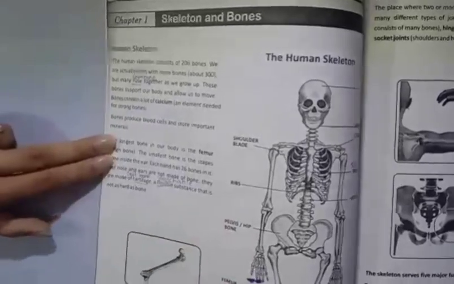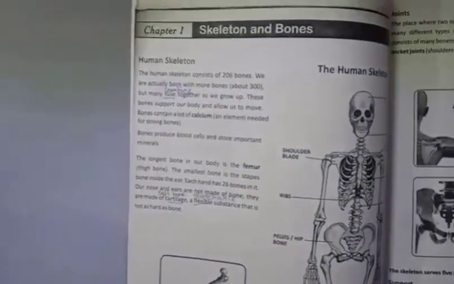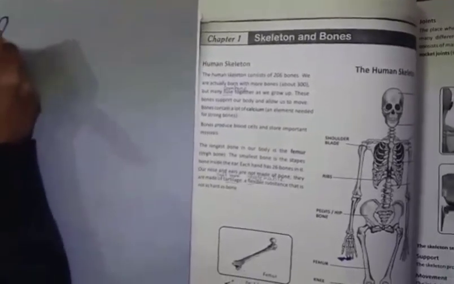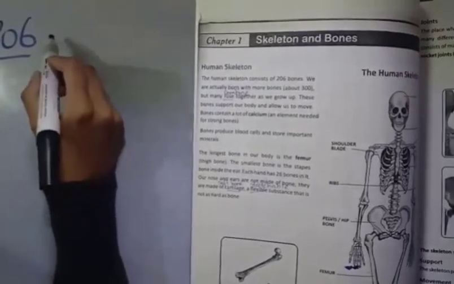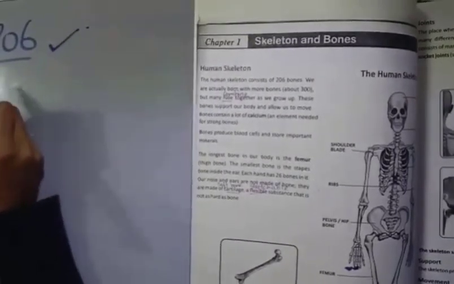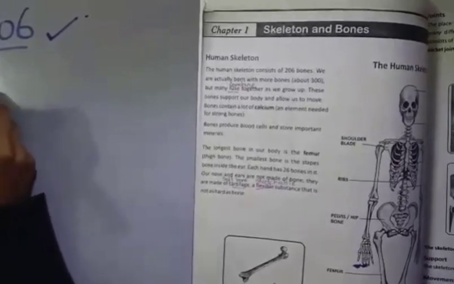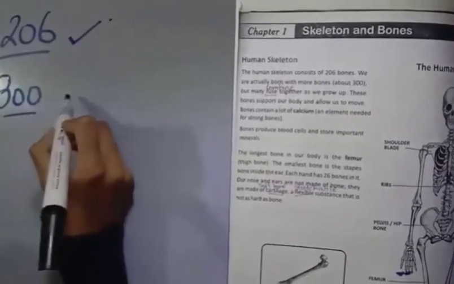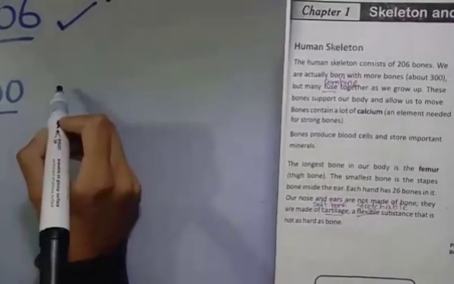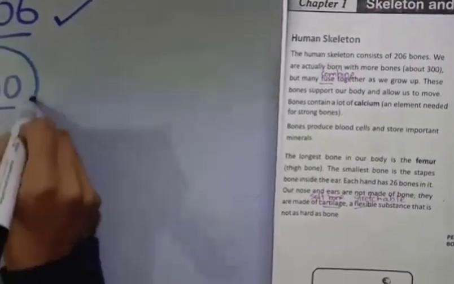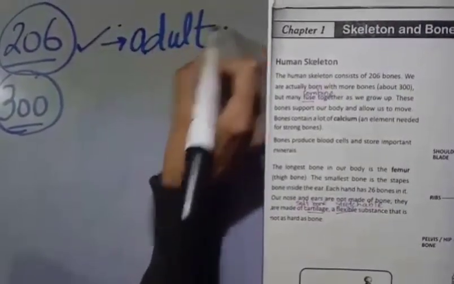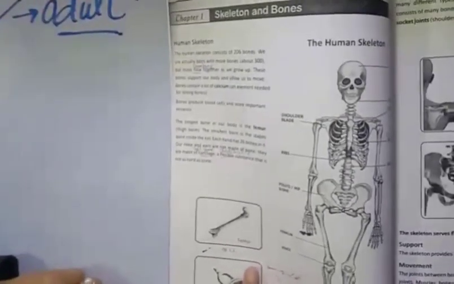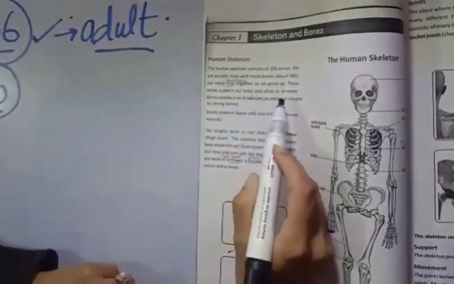So what is the explanation of this paragraph? In this paragraph they are saying the human skeleton consists of 206 bones. Yes, an adult human being has 206 bones. When a baby is born, he or she has about 300 bones. But as soon as he or she grows up, their bones fuse together, means combine together, and after fusion they make 206 bones. So 206 bones are present in an adult human being. And then bones support our body and allow us to move.